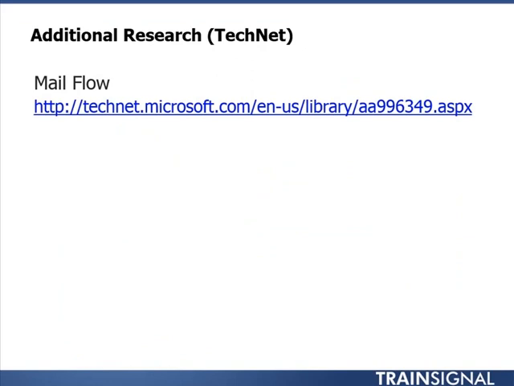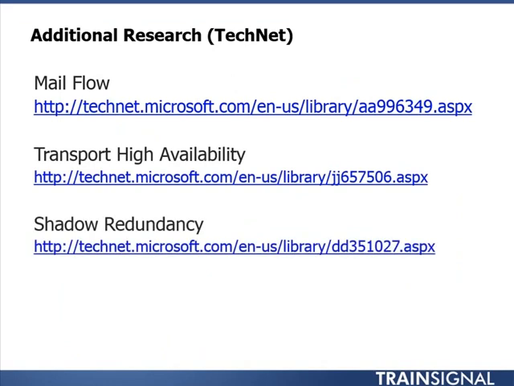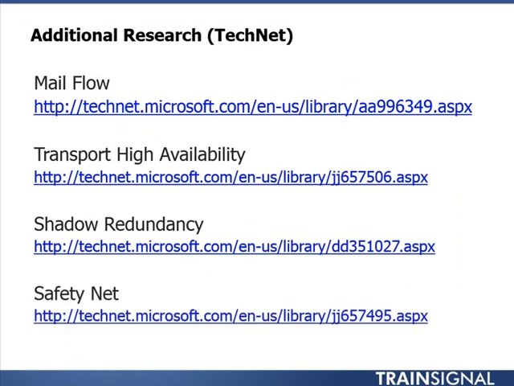Alright, and so as promised throughout the lesson, we're going to mention a few TechNet articles that would be worth researching. So if you want to learn more about Mailflow, you can check out this article here. If you want to learn more about transport high availability, if you want to learn more about shadow redundancy, and if you want to learn more about the safety net. You'll note that all of these articles are pretty much connected to each other, so if you go to one, you'll be able to find the links for the others as well.